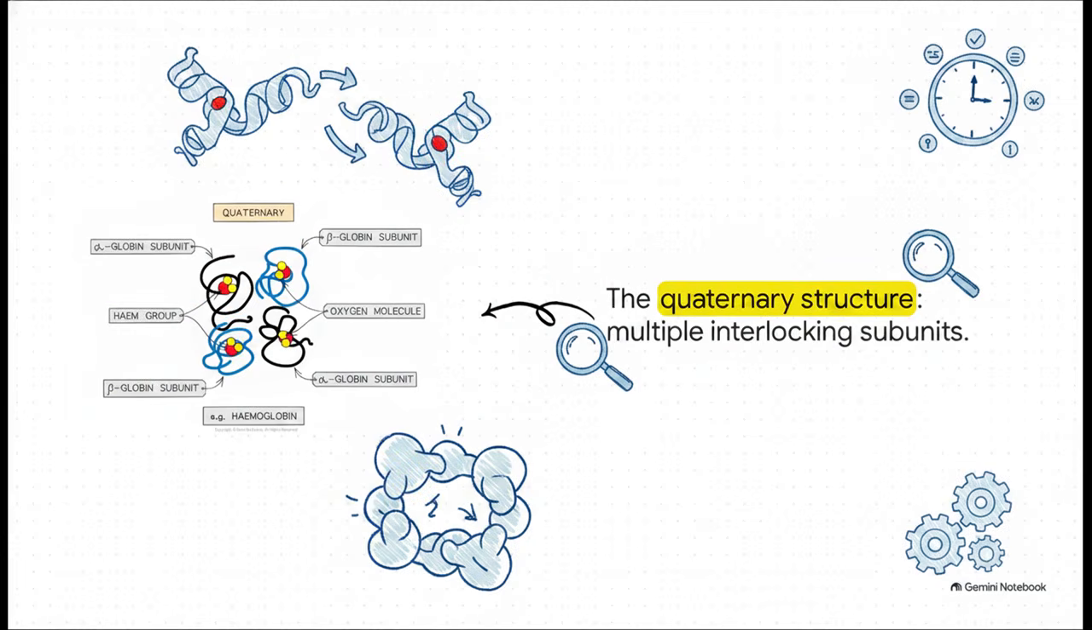Finally, we reach the quaternary structure. Now, not all proteins get here, but the larger ones do. This is where 2 or more individual fully folded polypeptide chains actually interlock. We call these individual chains subunits, and when they bind together, they essentially form a single massive macromolecule that's ready to tackle the heavy-duty tasks in your body.